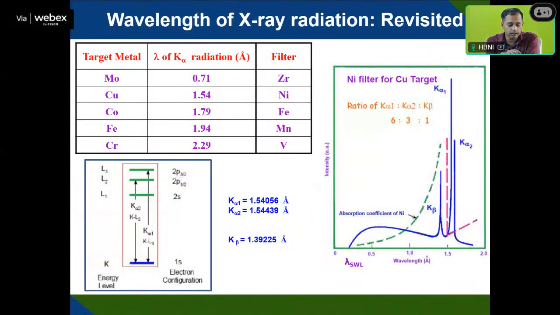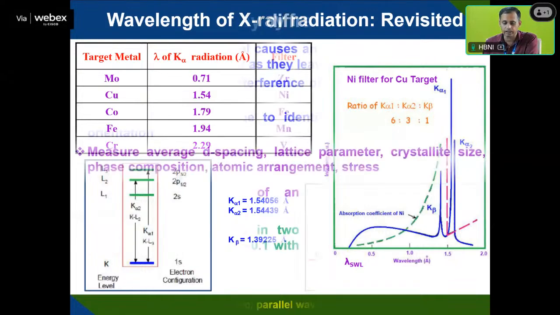If you see here, for a different target metal, molybdenum, the wavelength is about 0.7 angstrom. In the case of molybdenum, we have Z-1, that is zirconium, as the filter. For copper, the K alpha 1 wavelength is 1.54056 angstrom and K alpha 2 is 1.5439 angstrom. The ratio of K alpha 1, K alpha 2 and K beta is about 6:3:1. So this is the common way X-rays are formed.